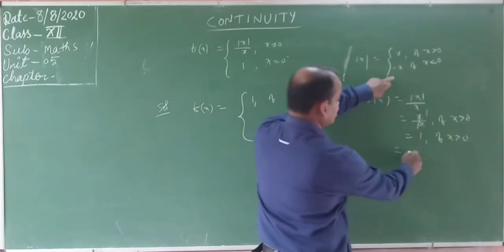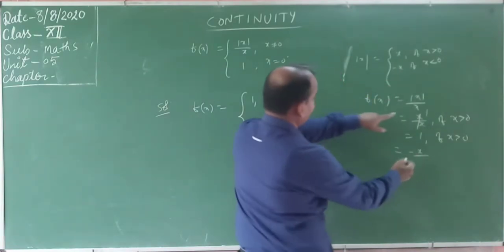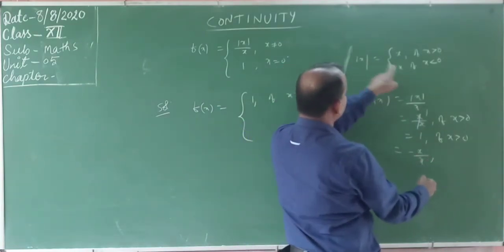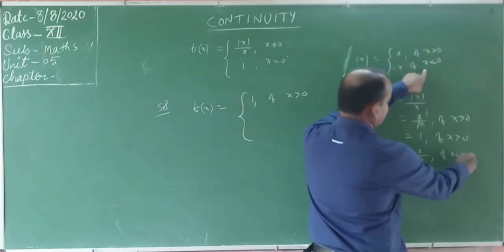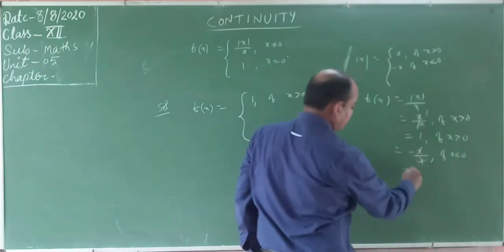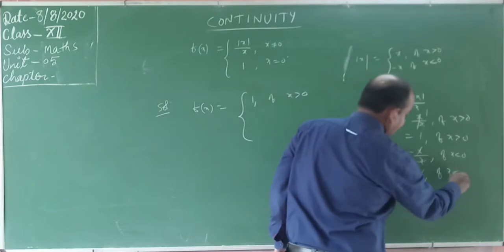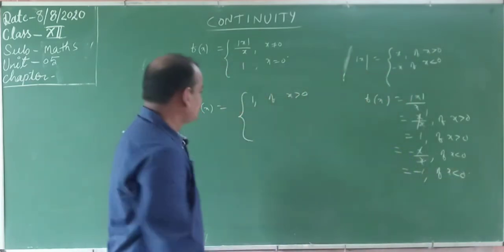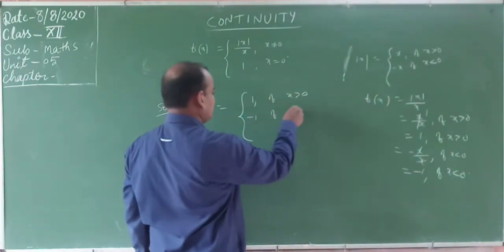Now mod x is equal to how much? Minus x. For the function f of x, when mod x is equal to minus x, means if x less than 0, that equals minus 1 if x less than 0. This is minus 1 if x less than 0.